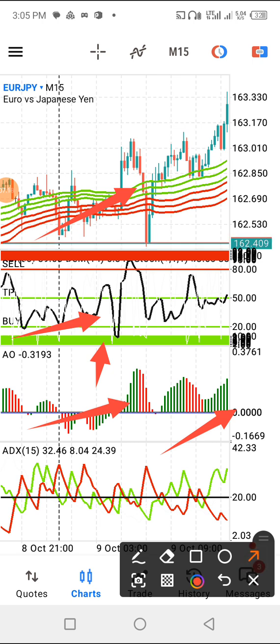Now in your ADX, we want to see the green line this time around above the level 20. If both of them are above level 20, there is possibility of price going to range. So if the green is above level 20, it will be very suitable if the red is below level 20. So that time the probability of price moving higher is more. Is that clear? So this is how you add up these confluences to take entry for either buy or sell.